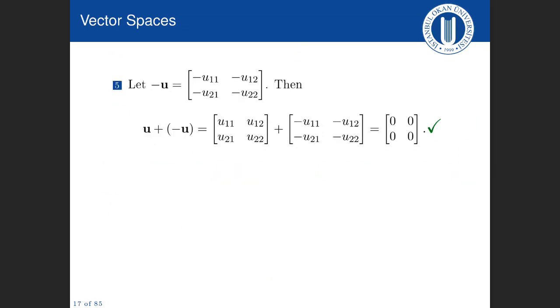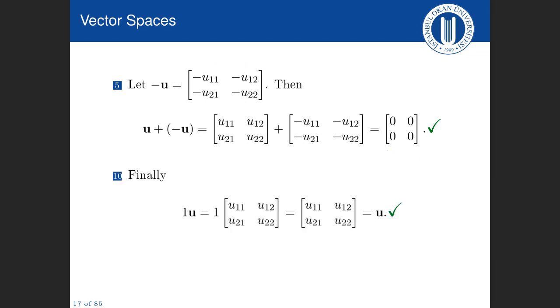Axiom number 5 was the existence of a minus U. That's straightforward. For U as before, we'll just define minus U to be the same matrix, but with minus in front of each entry. Because then if we do U plus minus U, we get the zero matrix, or the zero vector in this notation. And then finally, axiom number 10: what do we get if we multiply a matrix by the number 1? We just get the matrix that we started with.